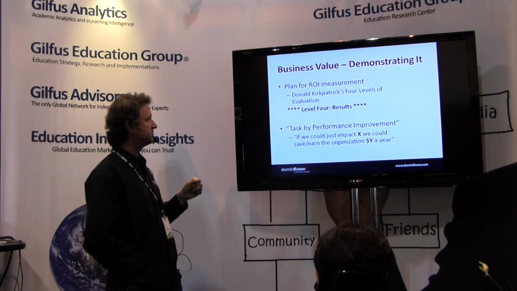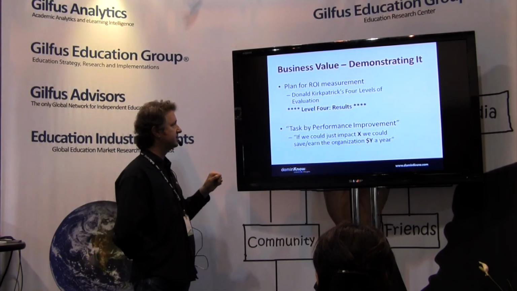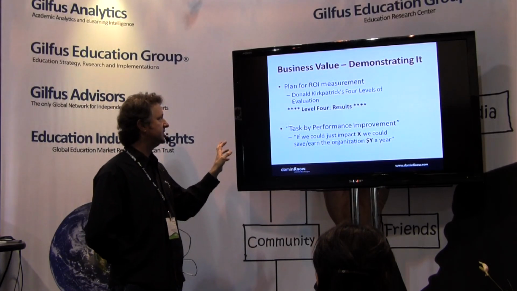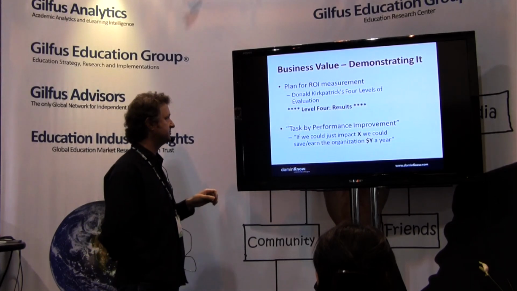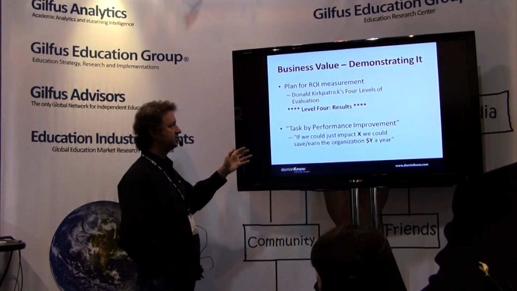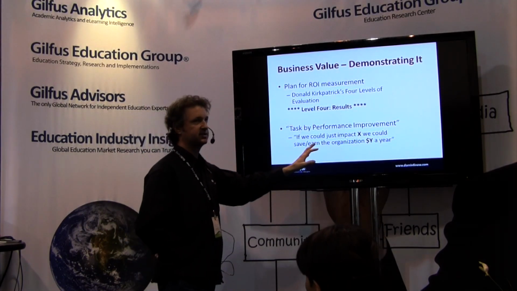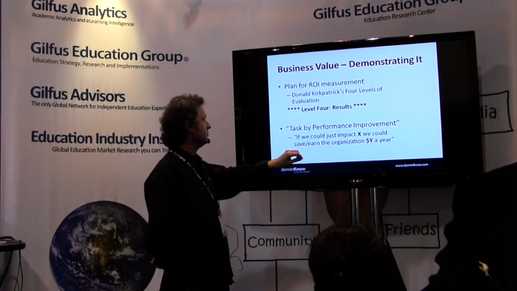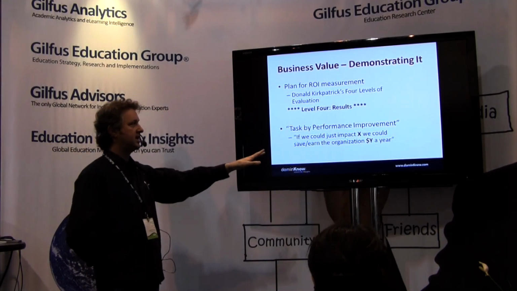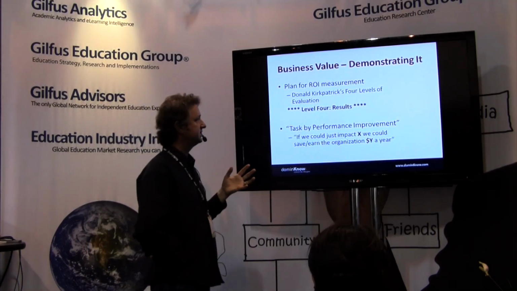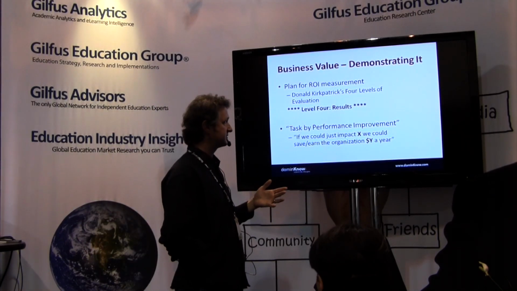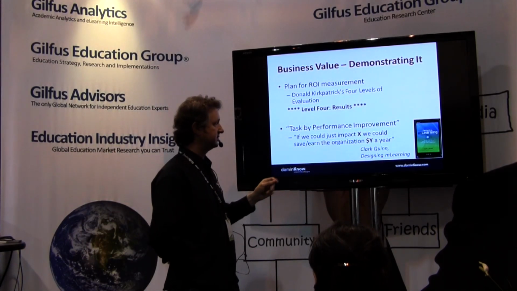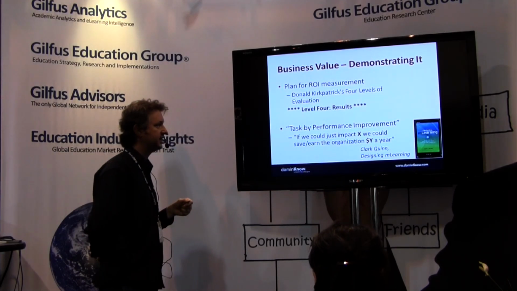A simple arithmetical formula for that would be taking a task and multiplying that by the performance improvement. So think about it this way: if we could just impact X, something that's costing us money right now or is failing to make us money, if we could have an impact on X, we could save or earn the organization how much money a year. Putting it in that context is a good way to demonstrate that business value. And that's a formula that comes again from Clark Quinn in his book, Designing mLearning.